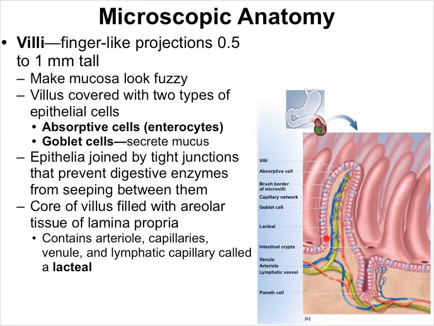There are 2 types of cells that you'll find here. Absorptive cells, or enterocytes. Entero means inside. So enterocytes bring things inside. That's most of the cells. And you're going to find goblet cells sort of interspersed throughout. Those secrete mucus. That mucus helps to protect the lining of the intestine from digestive enzymes. And these epithelial cells are going to be joined together with tight junctions, of course, as I said.